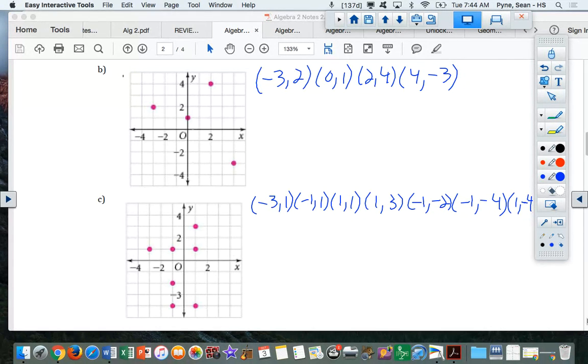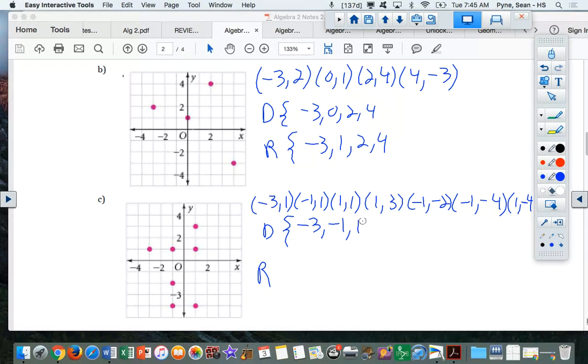All right, so we should have had these listed as our ordered pairs. For the domain, who has all the domain values for B? Crystal? -3, 0, 2, and 4. Excellent. Who has all the range values for B? Hope? -3, -1, 1. Go ahead. -3, 1, 2, and 4. All right, good. And since you wanted to give me the other one, please give me the range of the other one. -3, -1, and 1. That's a domain, right? And then also the range? -4, -2, 1, and 3. Excellent.